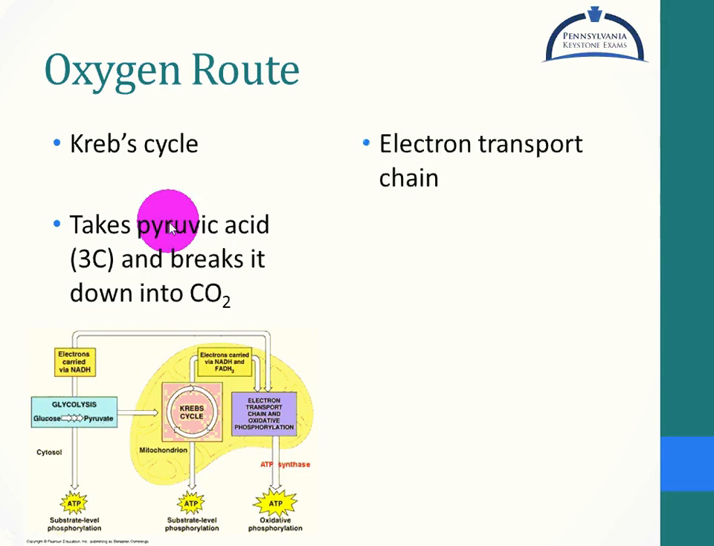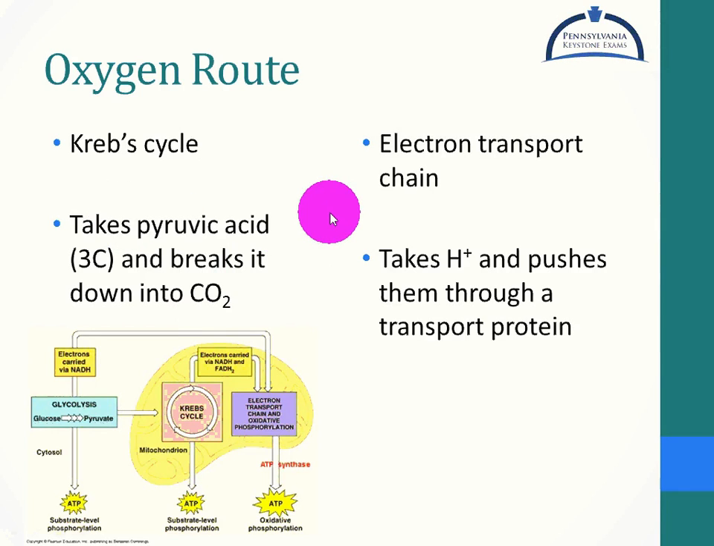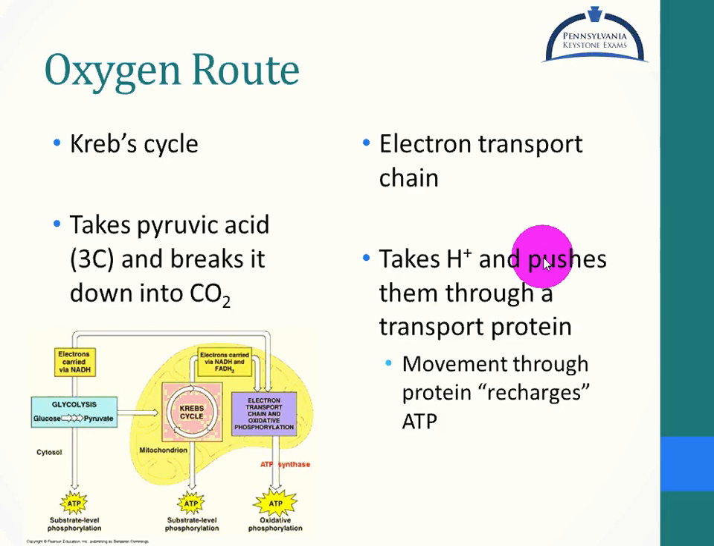And then we have a process called the electron transport chain. And the idea behind the electron transport chain is we're gathering H pluses again, hydrogen ions. We create a concentration gradient. We push them through a transport protein, and then that transport protein actually takes that energy and converts ADP into ATP. And then we can use that ATP anywhere else.